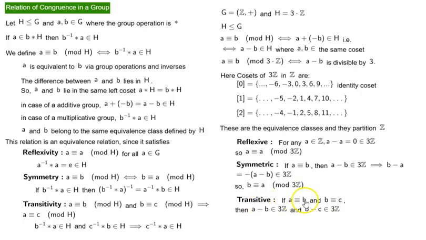Transitivity: if A is congruent to B and B is congruent to C, what does that mean? It means A minus B is in 3Z and B minus C is in 3Z.